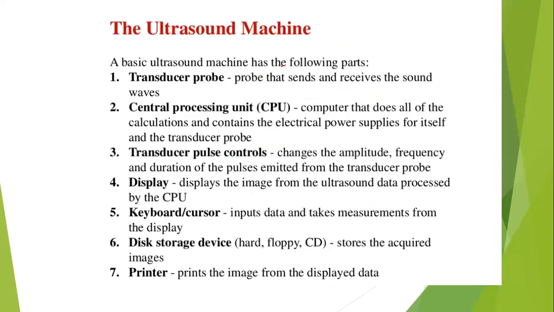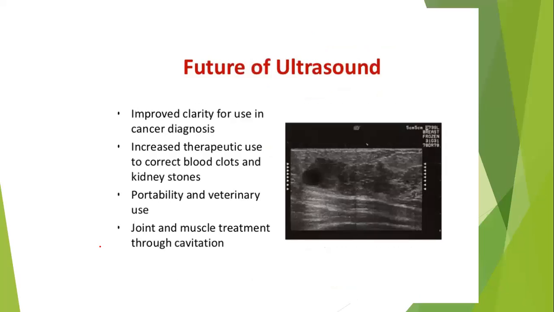The ultrasound machine, a basic ultrasound machine, has the following parts. The transducer probe, the probe that sends and receives the sound waves. The central processing unit, the CPU, the transducer pulse controls, the displays, keyboards, disk storage device, and printer. It's like a whole computer, right? What is the future of ultrasound?